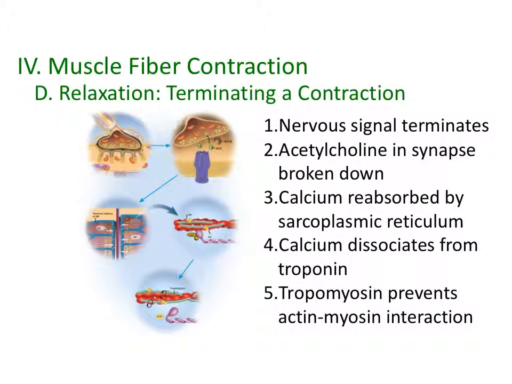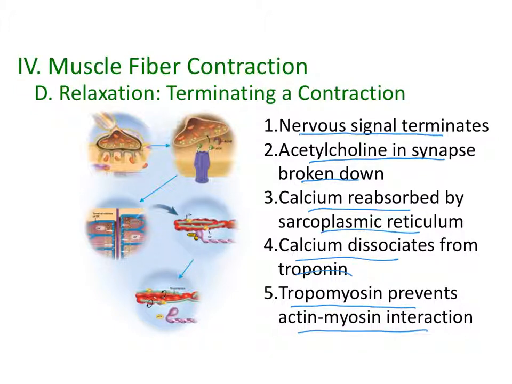So just to review really quickly, termination occurs as nervous signal stops, acetylcholine is no longer being released, it then gets broken down by acetylcholinesterase. Without the excited muscle fiber, calcium gets reabsorbed into the sarcoplasmic reticulum. With lower calcium levels, calcium detaches from troponin, and then without troponin pulling tropomyosin off of actin, tropomyosin falls back into place, blocking the myosin binding site and stopping the actin-myosin interaction.